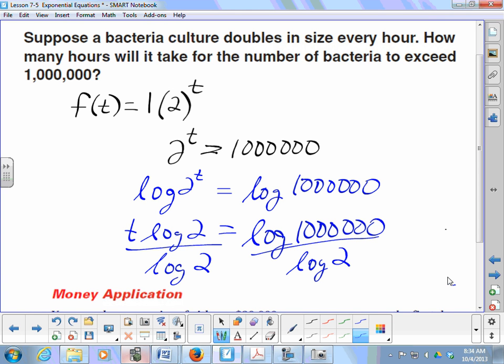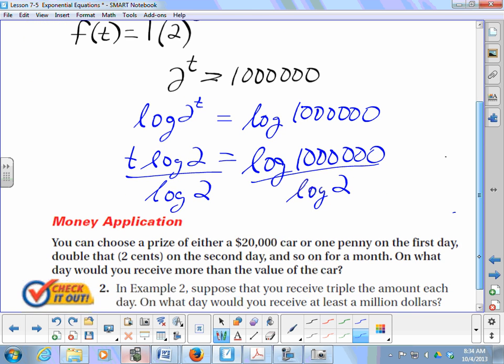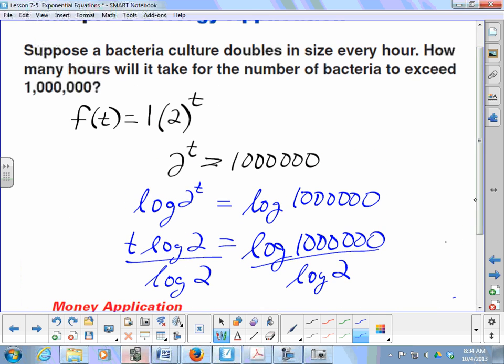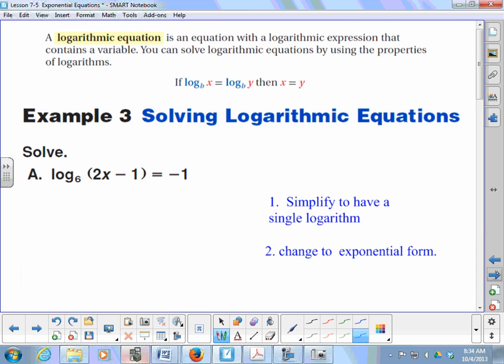So it says, how many hours will it take for the number of bacteria to exceed 1,000,000? And this is the case where it's so close to 20, probably your answer is going to be approximately 20. It'll take approximately 20 hours for the number of bacteria to exceed 1,000,000. Okay, we did these.